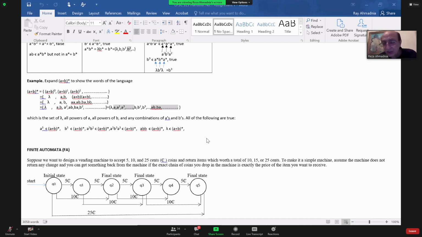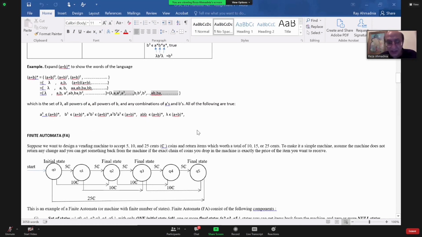This is how to construct that finite automaton. Let's start from here. This is the place you drop a coin. I'll call it state Q0. If you start here and drop the first 5 cents, it takes you to state Q1, another 5 cents, another 5 cents, another 5 cents, another 5 cents. We end up at this state here. Now, because there are some items in the machine that cost a total of 25 cents, if I drop five nickels and stop here and press a button, I can get that item.